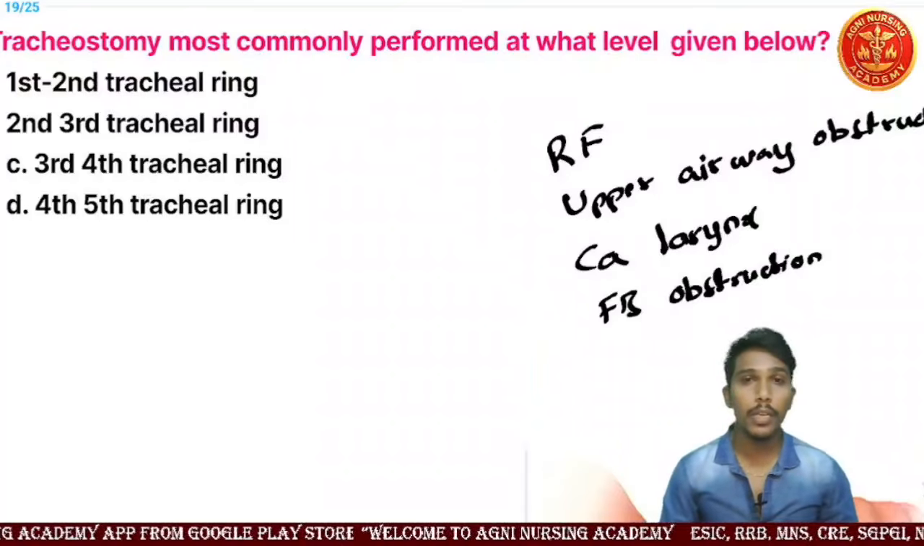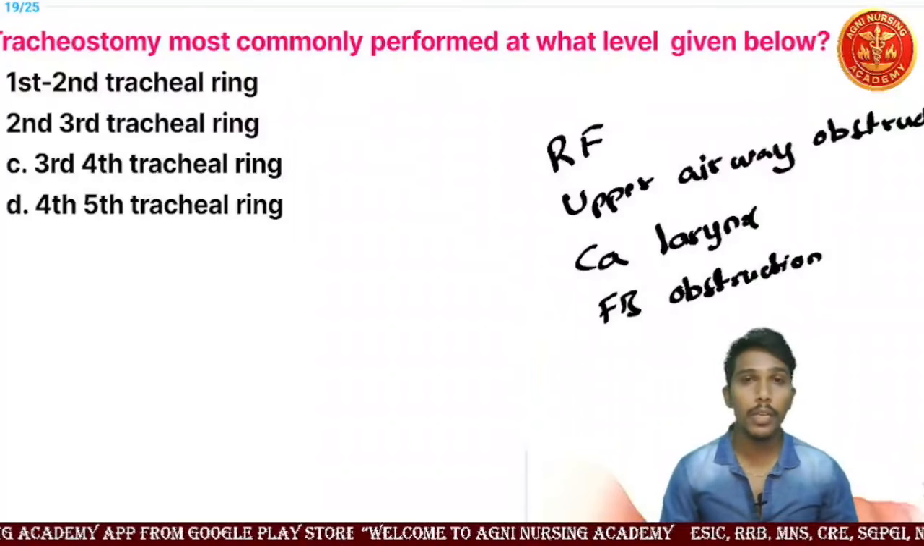Okay. Then most commonly, it is performed at the level of the second and third tracheal ring. This is the right answer to this question. Okay, there are some types of tracheostomy levels: high tracheostomy, mid tracheostomy, and low tracheostomy. Then coming to the high tracheostomy, what is this high tracheostomy?